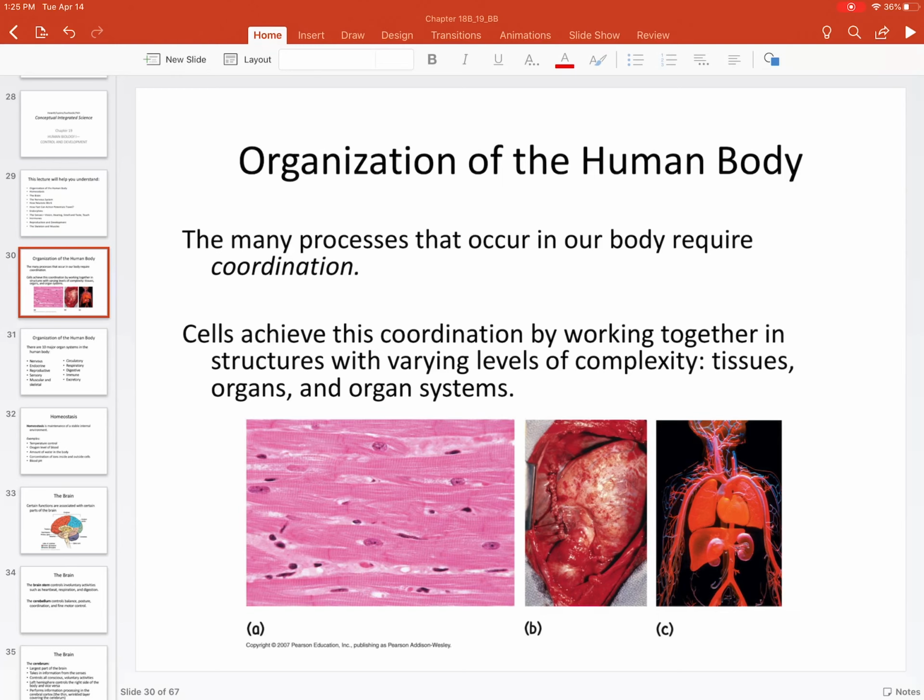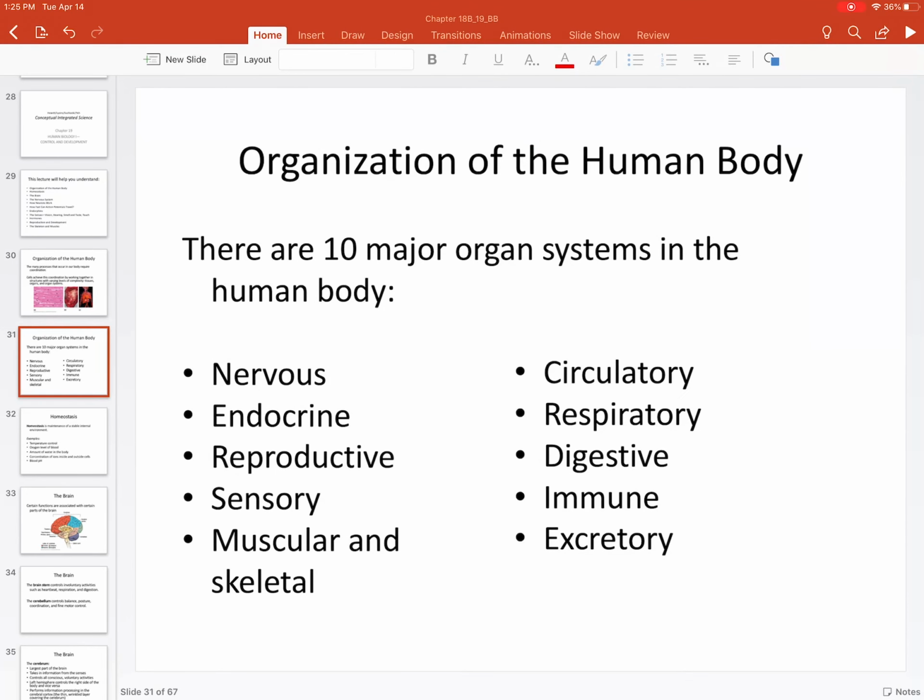So cells achieve this coordination, on a cellular level, by working together in structures with varying levels of complexity. So tissues are kind of the fundamental level, the basic level. And then tissues make up organs, and organs will work together. And then organ systems are like your circulatory system or your lymphatic system that are working together. And so please make sure you're taking handwritten notes as you're going through these last couple of lessons.